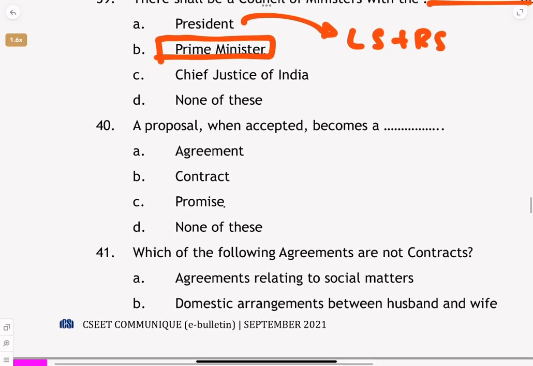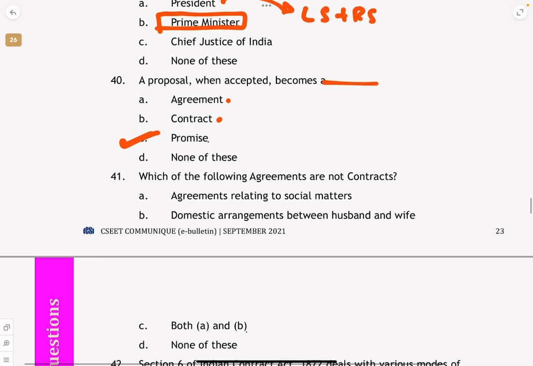Please remember that. A proposal, when accepted, becomes a promise. That is quite simple. It is not a contract. See, there should be consensus ad idem. It should be legally valid. Then it becomes a contract. So proposal, when you accept, it becomes a promise.